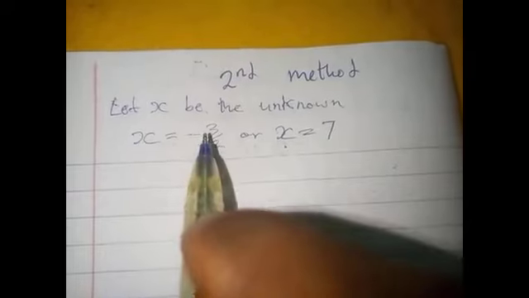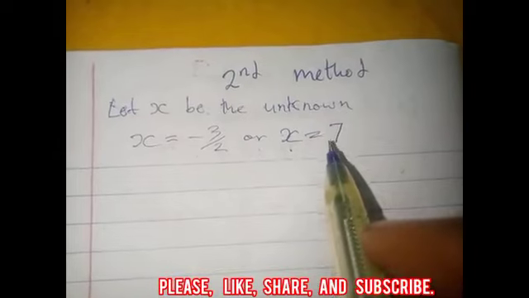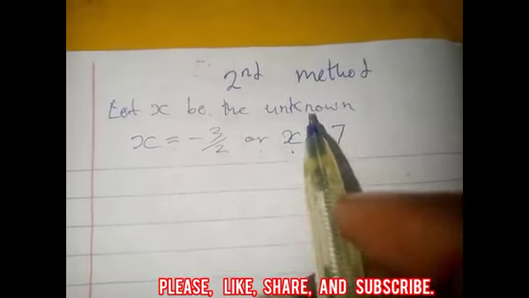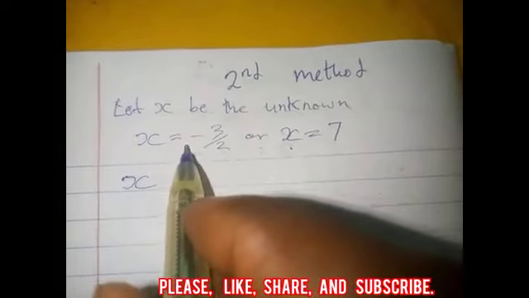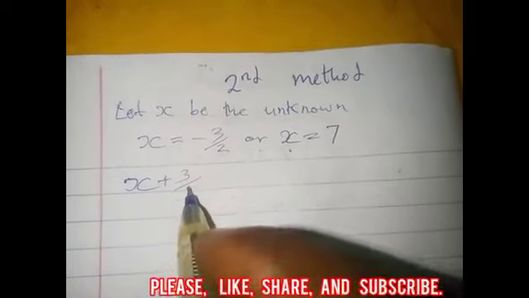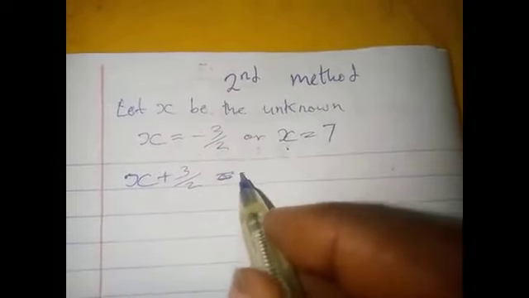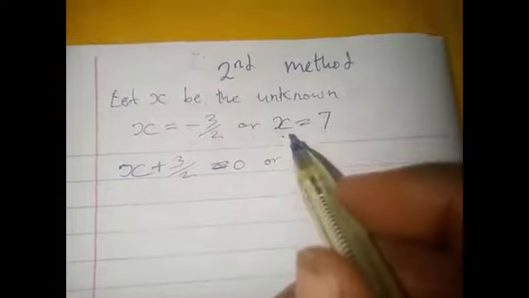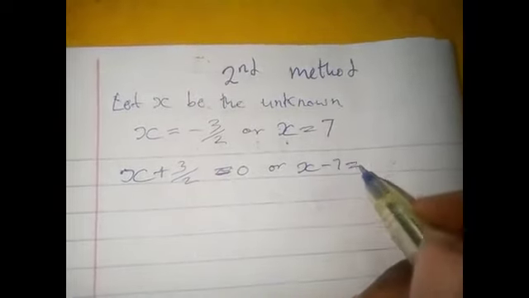How do we do that? We take this out, minus 3 over 2, crossing our equality sign to this side. Likewise, we take this out, 7, opposite to 7, and cross it over to this side. So here what we have, x minus 3 over 2 crossing our equality sign becomes positive. So x plus 3 over 2 equal to 0, or x minus 7 is equal to 0.